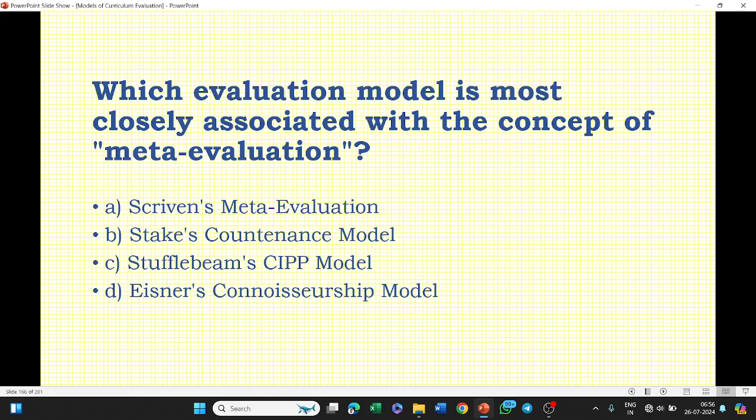Next, which evaluation model is most closely associated with the concept of meta evaluation? Options: Scriven's meta evaluation, Stake's countenance model, Stufflebeam's CIPP model, Eisner's connoisseurship model. The answer to this question is option A, that is Scriven's meta evaluation.